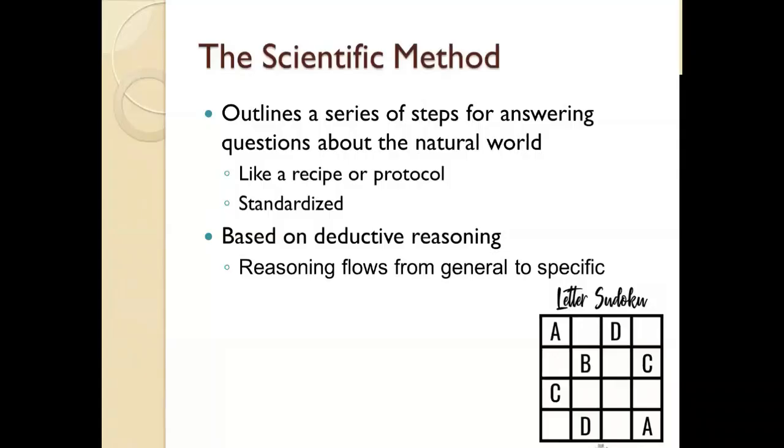So the scientific method is a series of steps meant to help us determine what are factual, what we can prove. The method itself is just a series of steps, a protocol or recipe, if you will, for answering questions about the natural world. It's based upon deductive reasoning. Deductive reasoning is a type of logic where we flow from the most general and broad terms to the most specific. Think of it like a letter Sudoku.